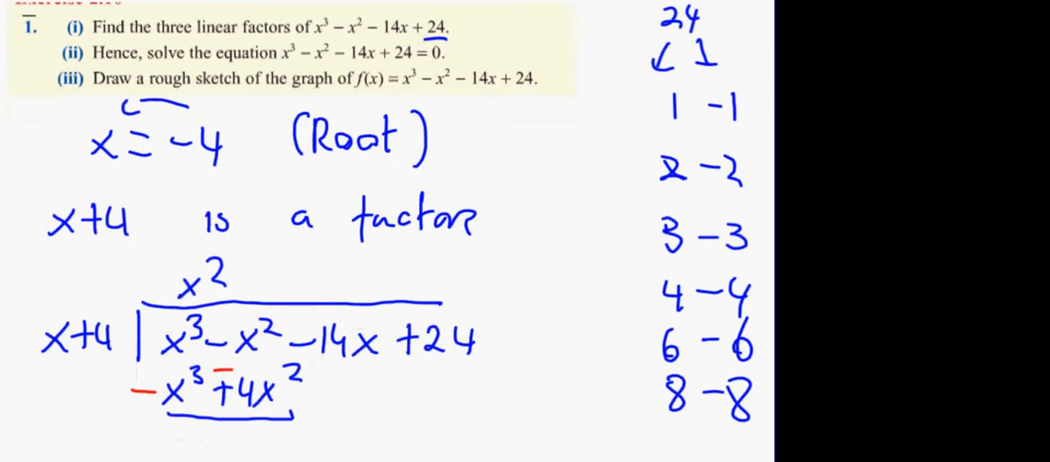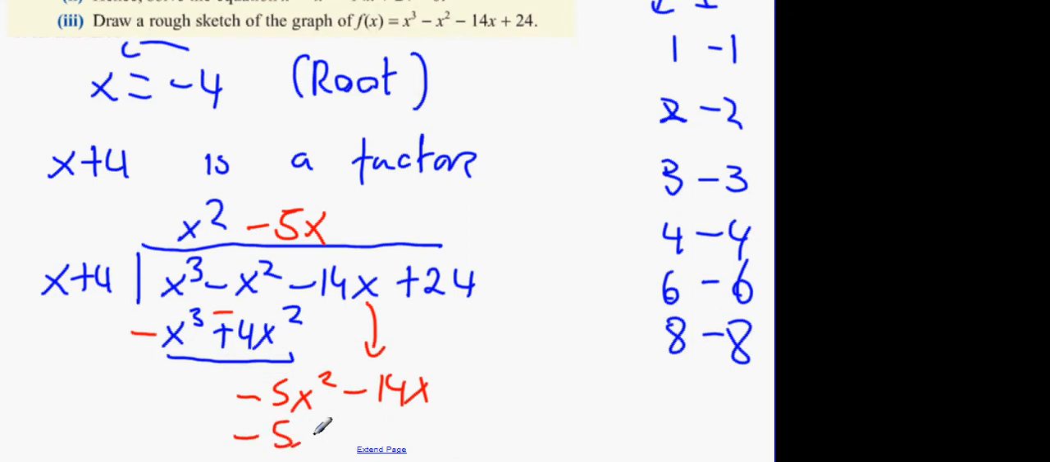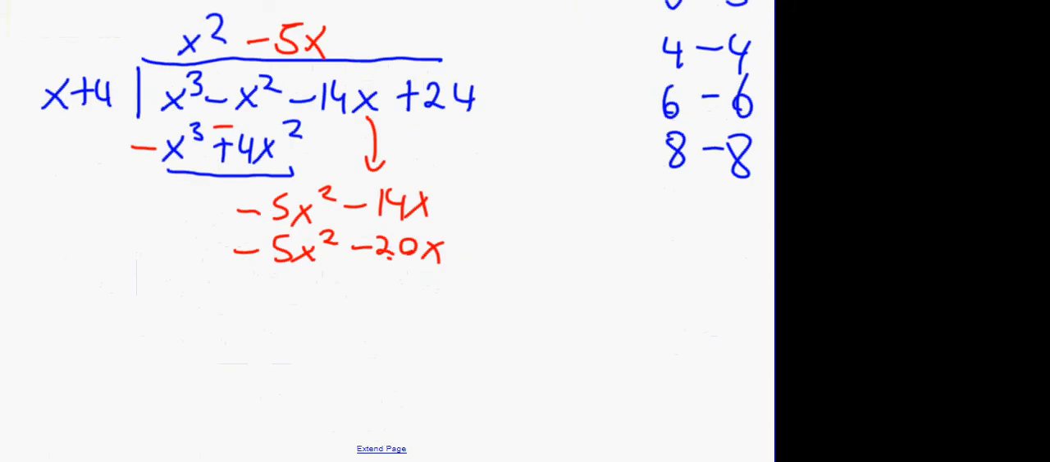And then minus 14x when we bring that down. Once again divided in, we're going to get minus 5x this time, and then when we multiply minus 5x in, we're going to get minus 5x squared minus 20x. However, when we take this away, it's going to turn into a plus, so it's going to be plus 20x plus 5x squared, and we're going to get 6x plus 24. At this stage, you know you're correct because it's going to divide in equally.